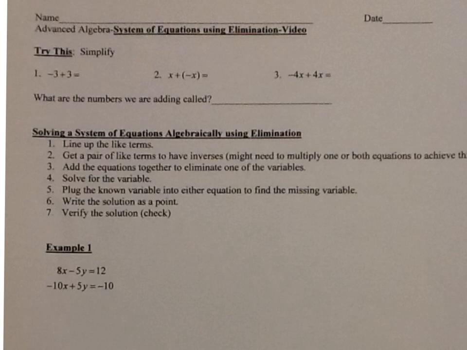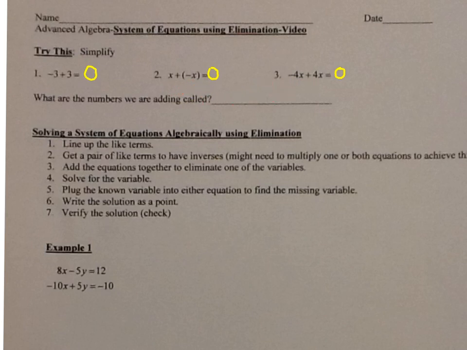Well, -3 plus 3 is equal to 0. Number two, x plus -x, that's also equal to 0. And number 3, we have -4x plus 4x, well, that's equal to 0 too. So notice that the numbers that we're adding, one of them is positive and one is negative. One is positive, one is negative, one is positive, and one is negative.